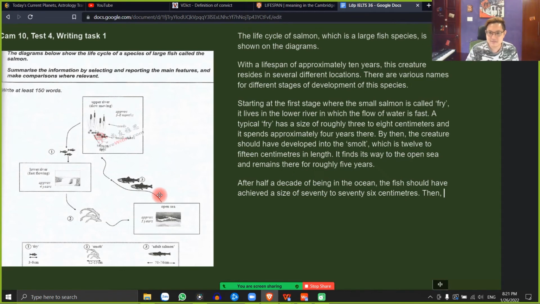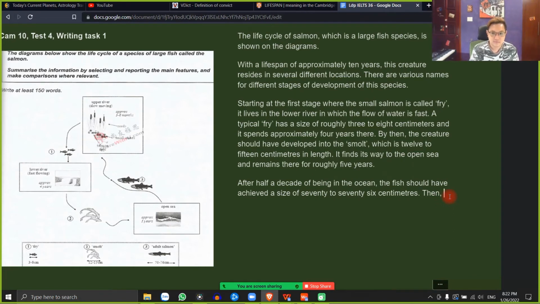Then, afterwards, the "by then" here is different from the "then" here, you know. By then here means by the time it has spent approximately 4 years. Then here means afterward, you know. So this one and this one are not the same.